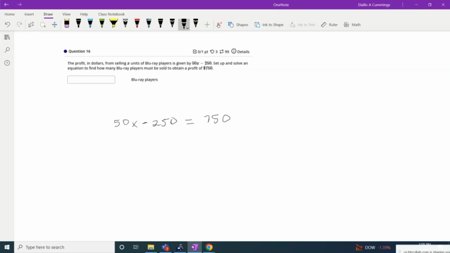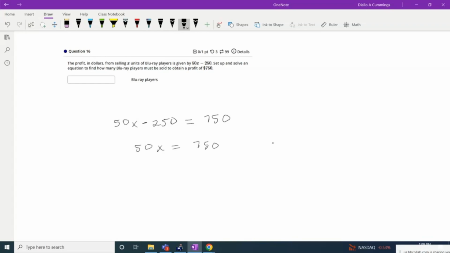Right? So we don't have any fractions. We don't have any like terms on both sides. So I'm going to isolate my variable term, which is 50x. So in order to isolate 50x, I'm simply going to take this negative 250 and transpose it, or move it to the other side. So now on my left-hand side, I only have 50x. I'm going to bring down 750.